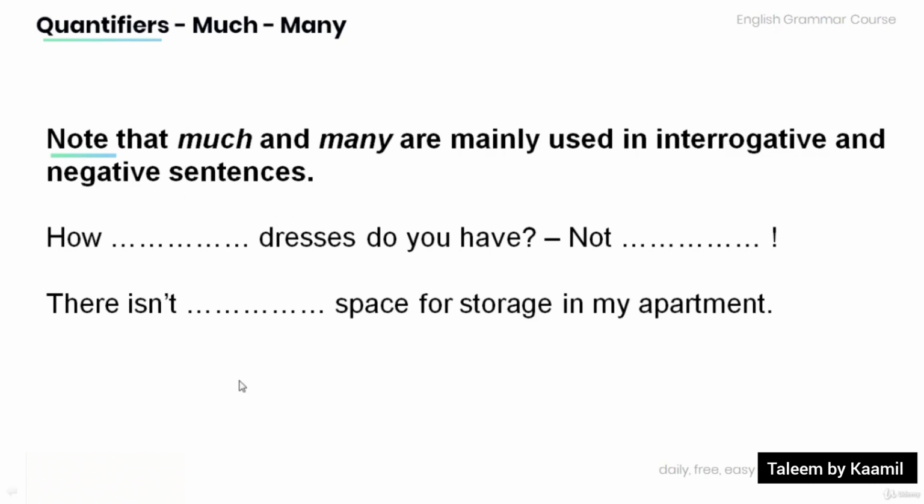Now, have a look at the following sentences and fill in the blanks using the appropriate quantifier. How dresses do you have? Not. How many dresses do you have? Not many. There isn't space for storage in my apartment. There isn't much space for storage in my apartment.